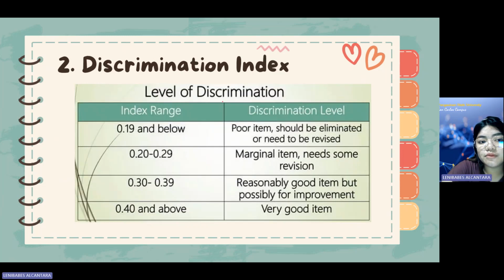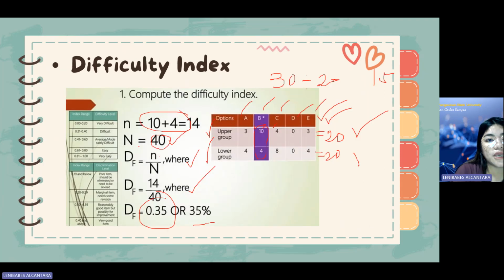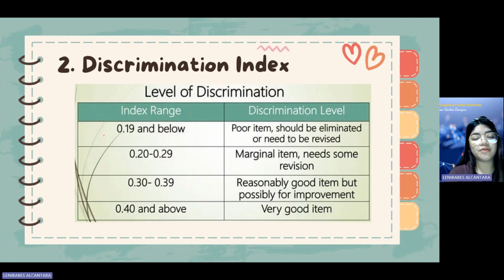Now, let's move on to the discrimination index. Okay? Bago tayo pumunta sa discrimination, if nakikita niyo itong 0.35, kung ating i-describe ang ibig sabihin ng 0.35, i-check natin siya sa index range table natin. If you can notice, 0.35 ay nandito siya sa second row. Ibig sabihin, ang item na kinumpute natin ay difficult, mahirap. Okay? Now, let's move on to the discrimination index.